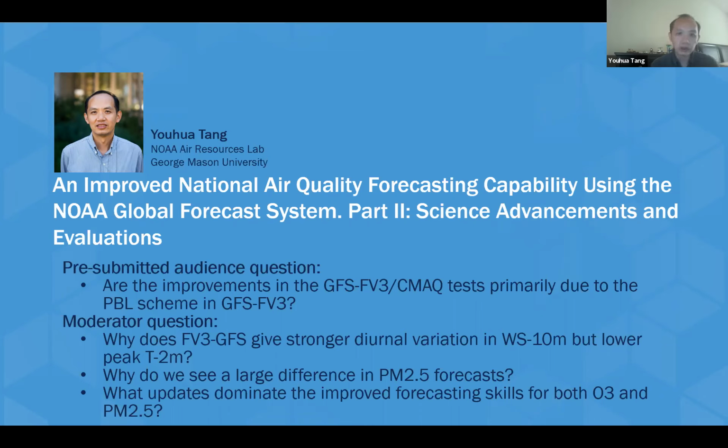The FV3 has a higher PM 2.5 than the WRF CMAQ. But in correlation, actually, WRF yields better results for the surface PM 2.5 prediction. So there are some pros and cons for the system. We really need to figure out why. Thank you. Let's move to the next presenter.